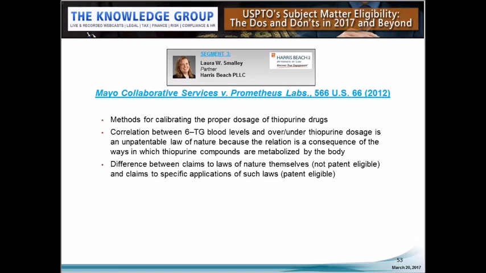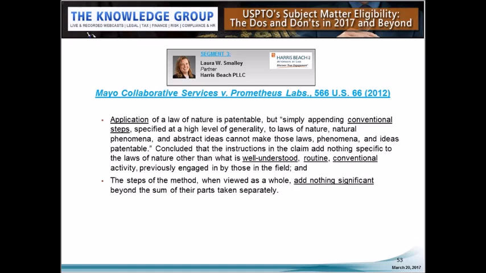The two-step test set forth by the Supreme Court requires you first to determine whether the claims are directed to an unpatentable phenomena of nature, mental processes, or abstract intellectual concepts. In this case, the Supreme Court determined that the patent claims at issue set forth laws of nature, namely the relationship between concentrations of certain metabolites in the blood and the likelihood that a dosage of the thiopurine drug would prove ineffective or cause harm. That relationship is an unpatentable law of nature because the relationship is a consequence of the ways the drugs are metabolized by the body. If you could go to the next slide, Sal.